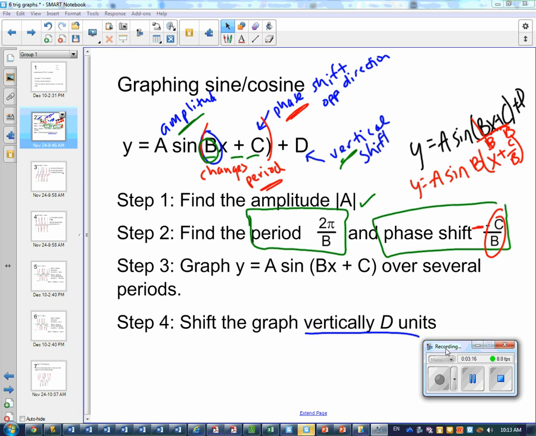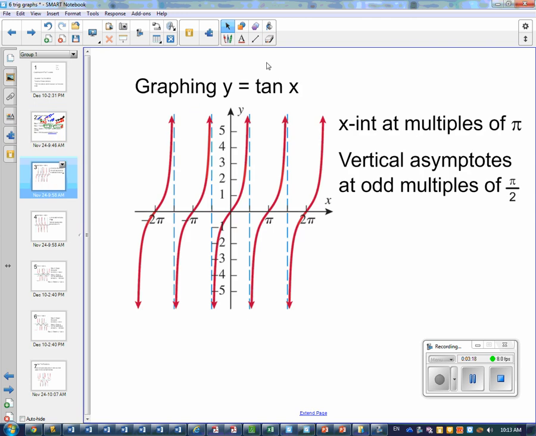So after sine and cosine, we have tangent. So this is the parent function, y equals tangent x. And what I want you to notice is where the x-intercepts occur. We have negative 2 pi, negative pi, 0, 1 pi, 2 pi, 3 pi, 4 pi, and so on and so on. So your x-intercepts are happening at multiples of pi.